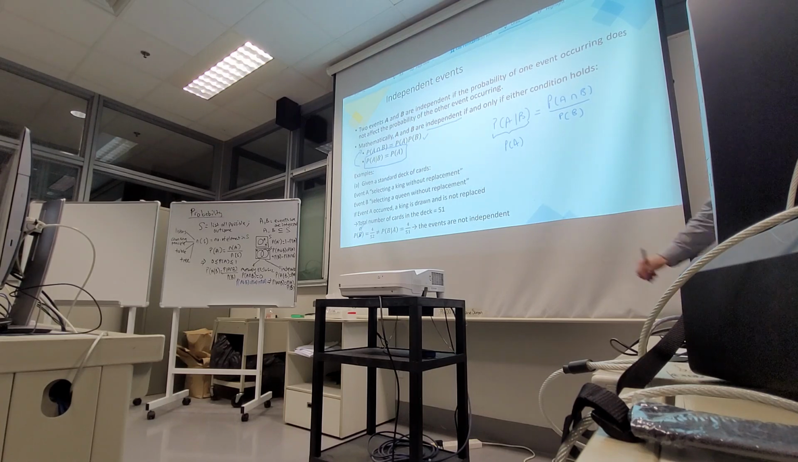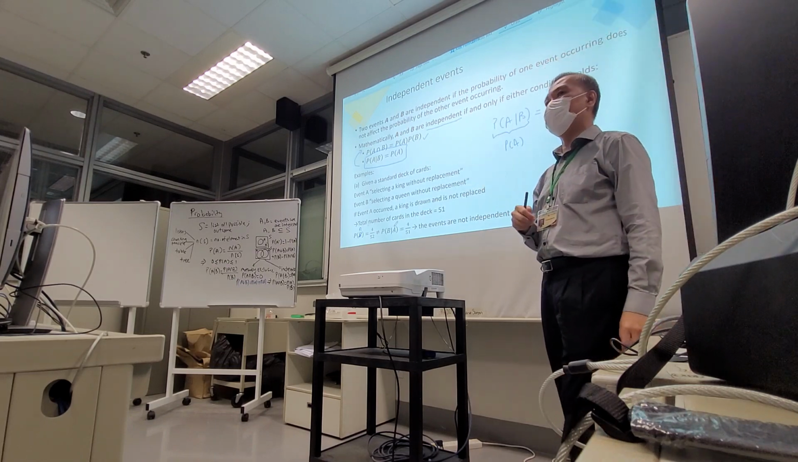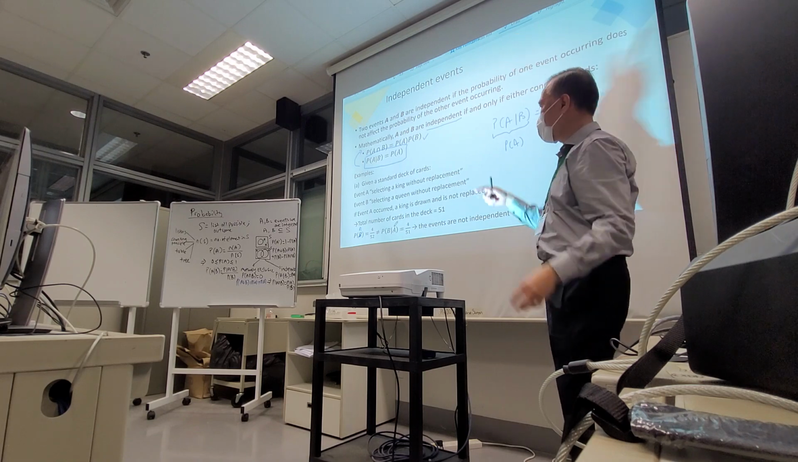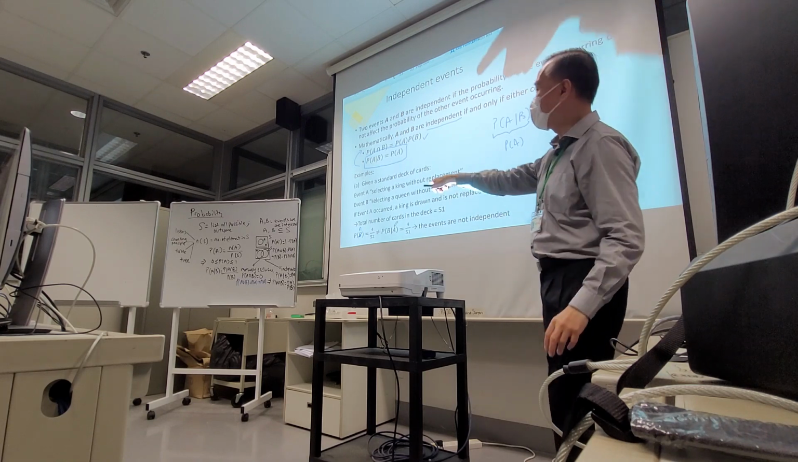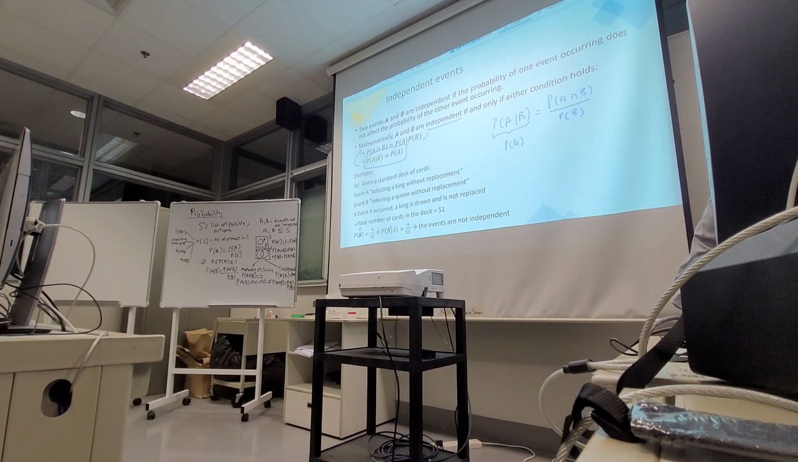Probability of A is still 4 over 52, correct or not? Why? Because how many kings do I have? Also 4 kings. So in this case, the king and queen counts are the same, so I still get 4 over 52. Now I change this one: instead of B given A, I change to A given B. I still get 4 over 51.